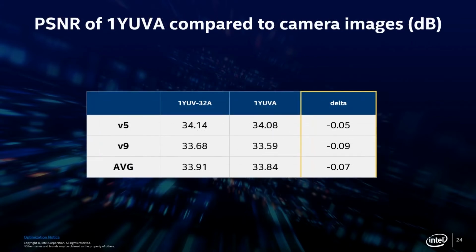And so if we do our similar experiments where we render the scene at the actual camera positions, our quality degradation is actually pretty minor if we look at the 1YUVA format versus the 1YUVA 32 format. If we look at places for which we have real-world imagery, we see a very minor loss in quality, even though, again, we had a 32x reduction in the alpha data rate.